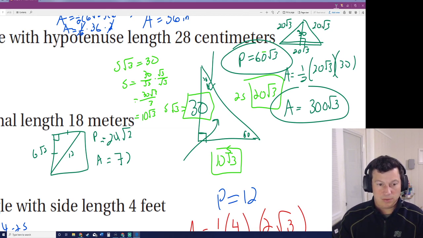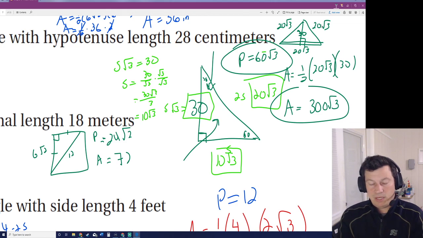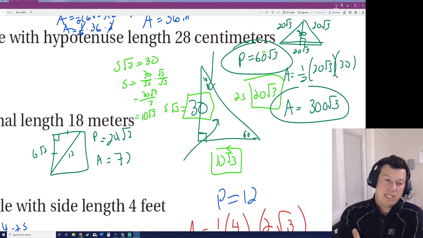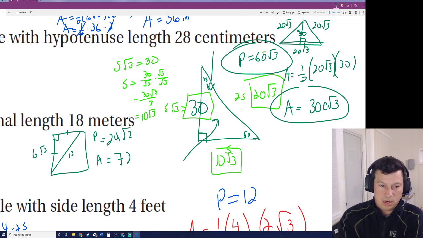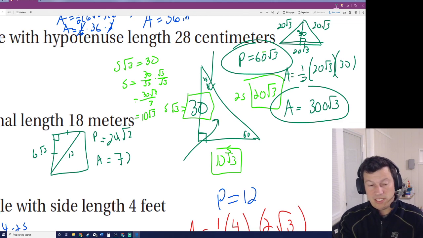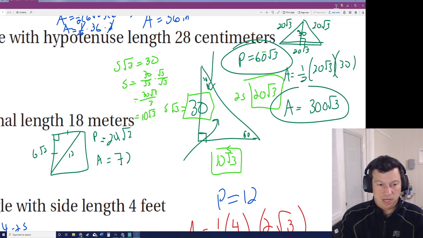So if it says find the area of a square, yes, you're using a 45, 45, 90 to find the side of the square, with which you can then find the area and perimeter. Same thing with the equilateral triangle. You're using the 30, 60, 90 triangle to find the height or the side of the 30, 60, 90 triangle, which in turn helps you deal with the whole equilateral triangle. All right, sound good?